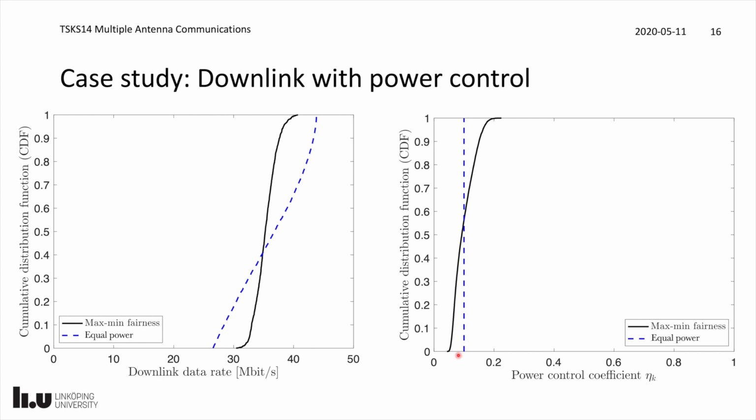While with maximum fairness, we have these variations here around actually the same number, but we are sometimes using less power on the users that are in the center of the cell, and sometimes using more power for the users that are at the edge of the cell, but we are not getting any huge variations here. So what is the reason for that?